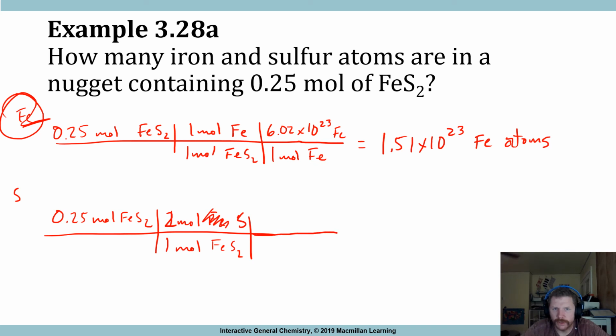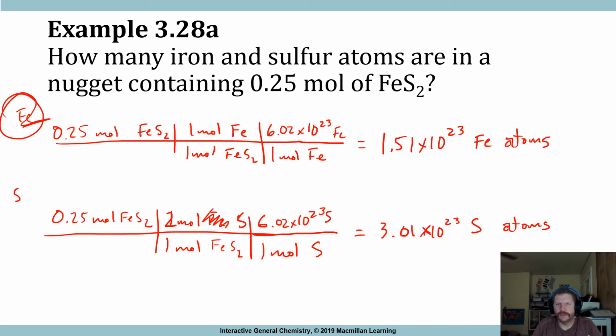Now the last of this other calculation, 1 mole of S has 6.02 times 10 to the 23rd S atoms. 0.25 times 2 times 6.02 times 10 to the 23rd equals 3.01 times 10 to the 23rd S atoms. Now you might look at these numbers and say, oh, that looks like it's a 2-to-1 ratio of sulfur atoms to iron atoms. Well, let's look at our formula. FeS2, that's exactly right. It is a 2-to-1 ratio of sulfur atoms to iron atoms.